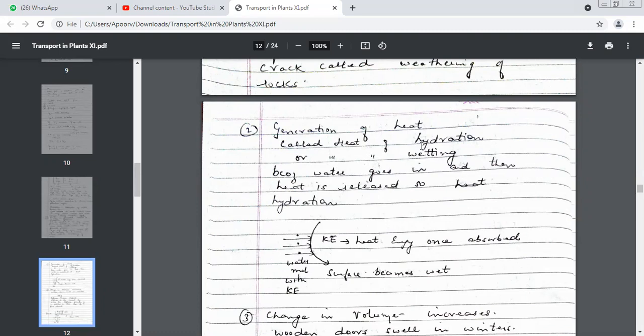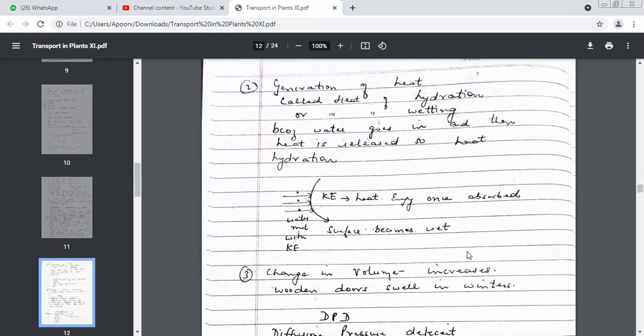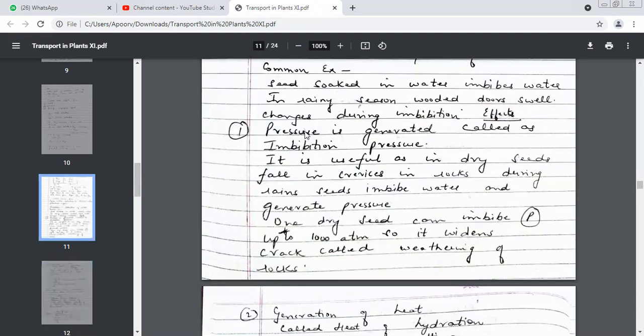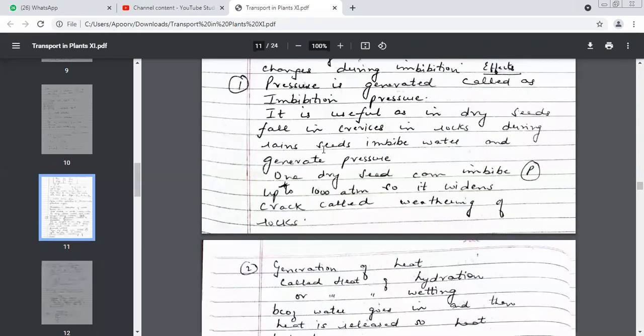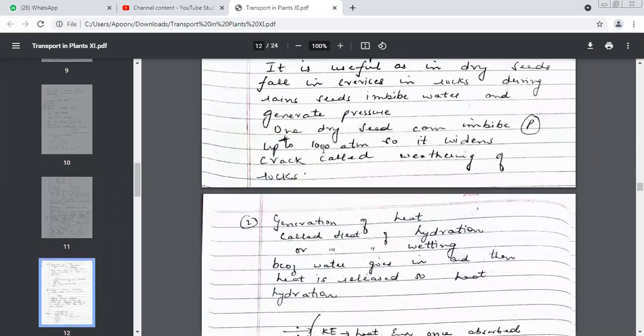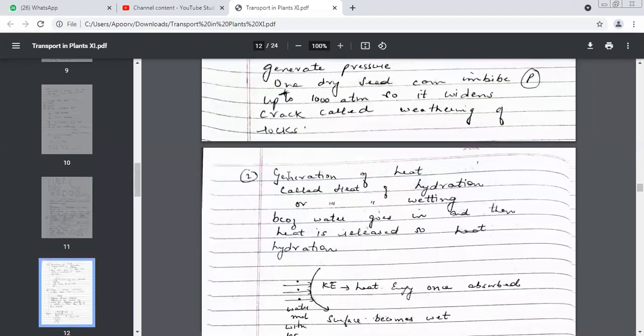And this heat is known as heat of hydration or heat of wetting. Very good. Because this surface became wet, some water particles were there, they are going to enter. These water particles have which energy? Kinetic energy. So once they enter, this heat energy will be created. What was the first effect of imbibition? Pressure is generated. And what was the pressure called? Imbibition pressure. The second effect of imbibition is what is being generated over here?